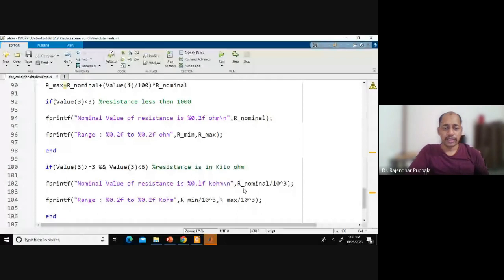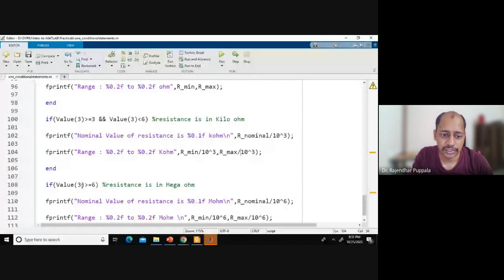And how to represent the value? By 10 cube, in kilo, no? So by 10 cube we are doing here for all the values. And if it is greater than or equal to 6, mega ohms is the unit, and while showing the value, just divide by 10 to the power of 6 and you will get mega ohm, okay? And what is this, 0.2f? A floating value, right? It means you will get a decimal value.